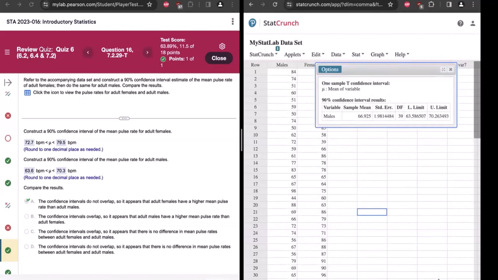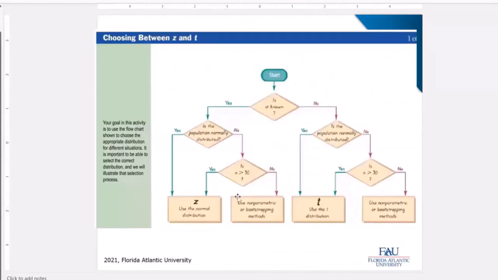But why is it a T-stat? I have this chart, and I think this will be very helpful. It's the way you decide whether you're choosing between Z and T. I know that it is hard to decide if you want to use a Z table or a T table. This is a flow chart that will tell. And let me make this a little bigger.